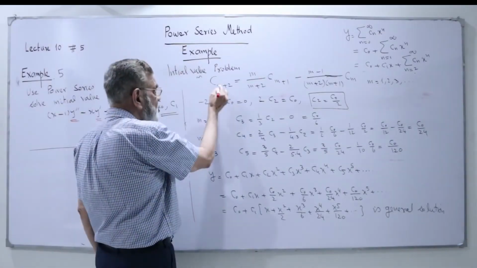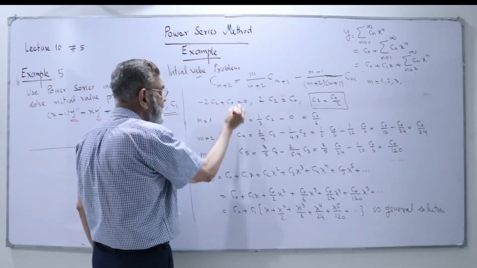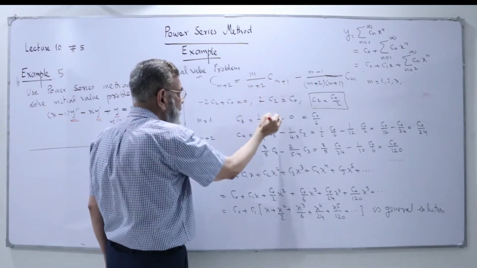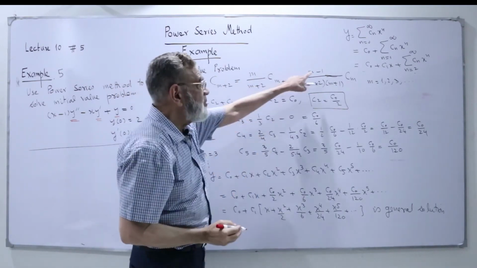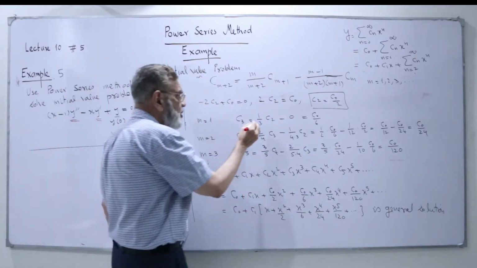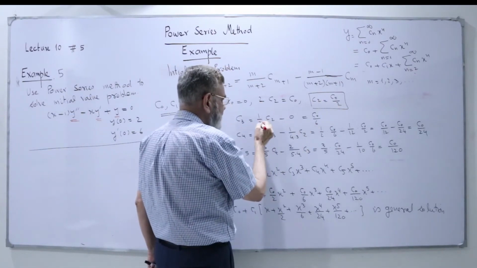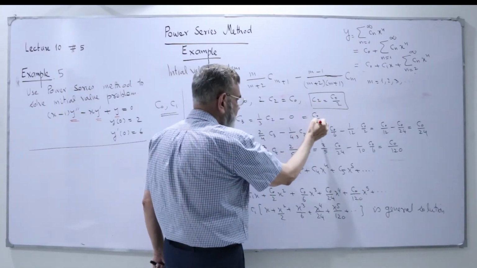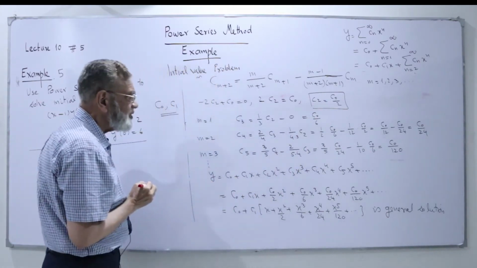We can take m equal to 1. Then m equal to 1 gives us C3. When m equal to 1 we get (1 plus 2) is 3 and (1 plus 1) is 2, minus m equal to 1, that gives me 0. So this is equal to C3. C2 is equal to C0 by 2, and we get C0 by 2 into 1 by 3, so C0 by 6. That is the value of C3.